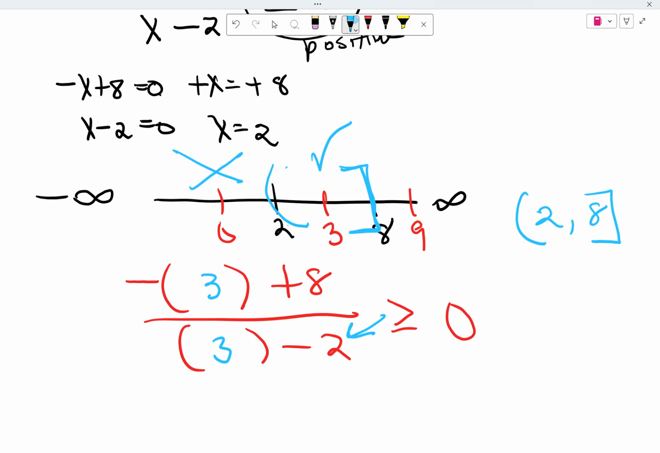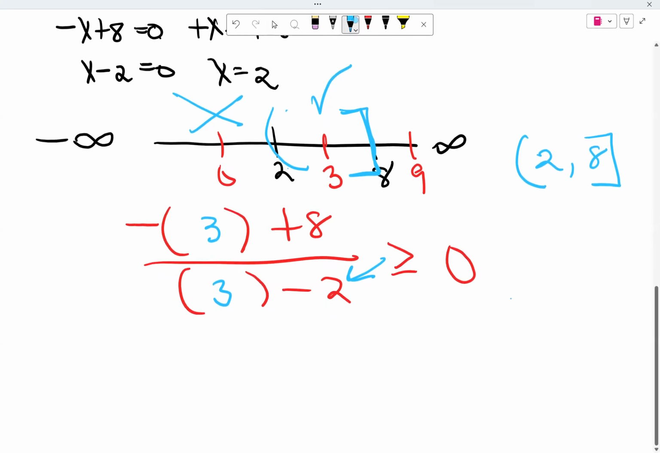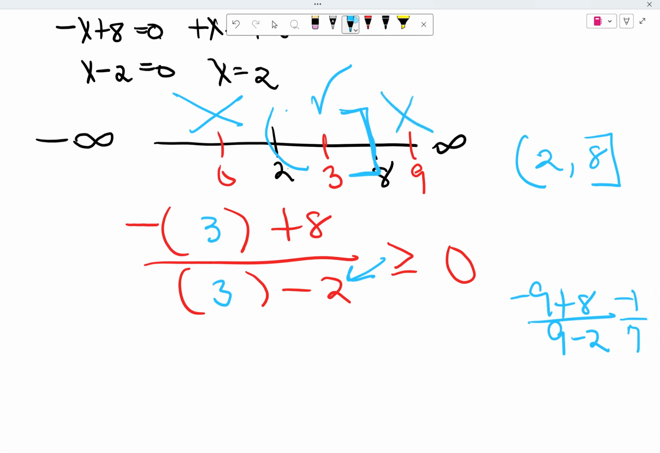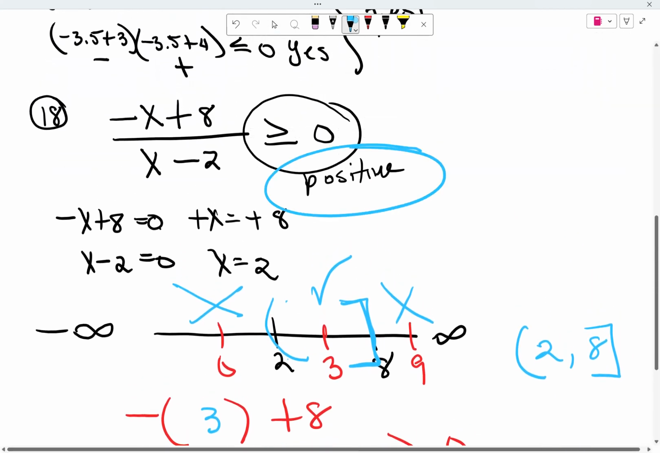And then I need not try the 9, but if you want to, let's do the 9 just for the sake of negative 9 plus 8 divided by 9 minus 2. That's going to give me negative 1 at the top over some positive, in this case 7. That's a negative number, so this does not meet the criteria. Again, because I want a positive here. Okay?